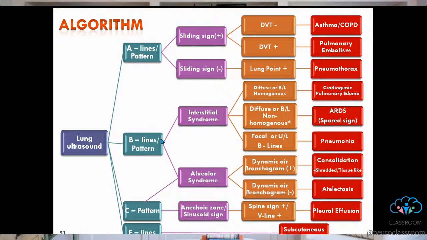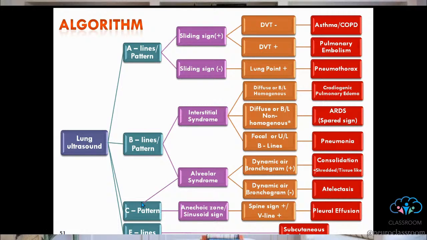Now, if you are getting B lines, that means B pattern, then you may divide into interstitial syndrome or alveolar syndrome. In the interstitial syndrome, if you are getting bilateral homogeneous B lines, the diagnosis will be cardiogenic pulmonary edema. If the B lines are not homogeneous, but non-homogeneous, then the diagnosis will be ARDS, and in addition you may also get the spared sign. If the B lines are focal or unilateral, the most probable diagnosis will be pneumonia. And if you are getting the alveolar pattern with a dynamic air bronchogram, the diagnosis will be consolidation, either a threaded pattern or a tissue-like pattern. But if you are not getting the dynamic air bronchogram, the most probable diagnosis is atelectasis.